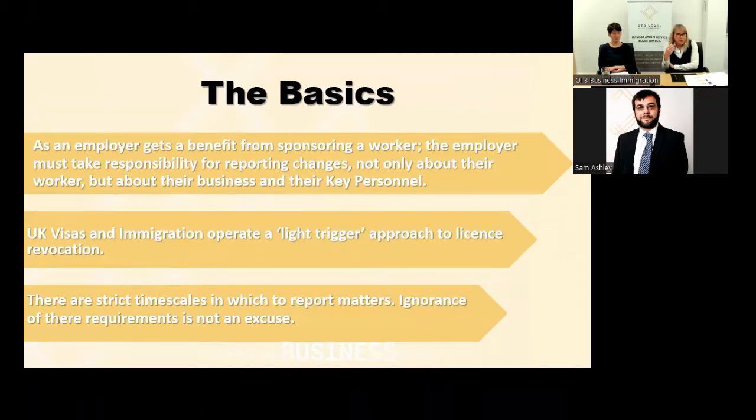As we've said on previous webinars, the Home Office do operate on a light trigger approach to licence revocation. So it is really important that you as a sponsor understand all of the requirements for reporting for your workers and any changes in your business structure.